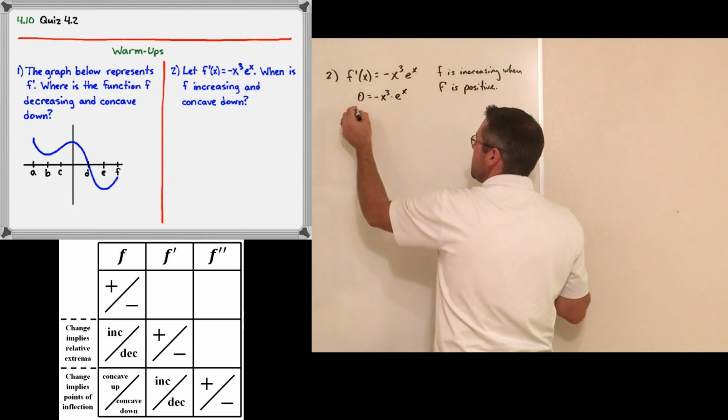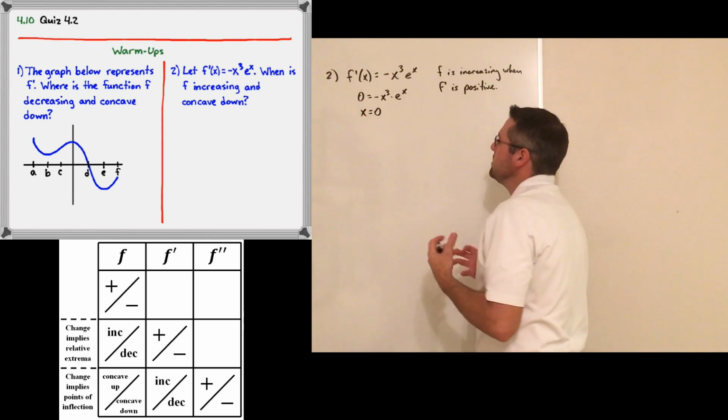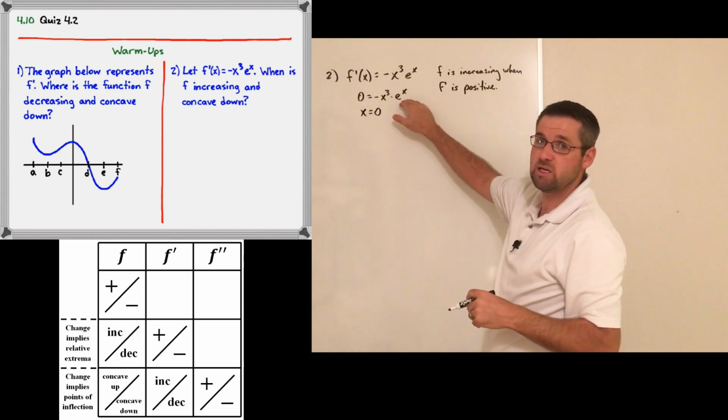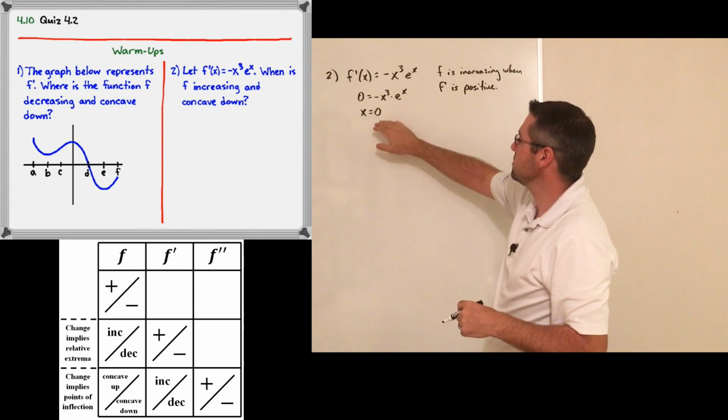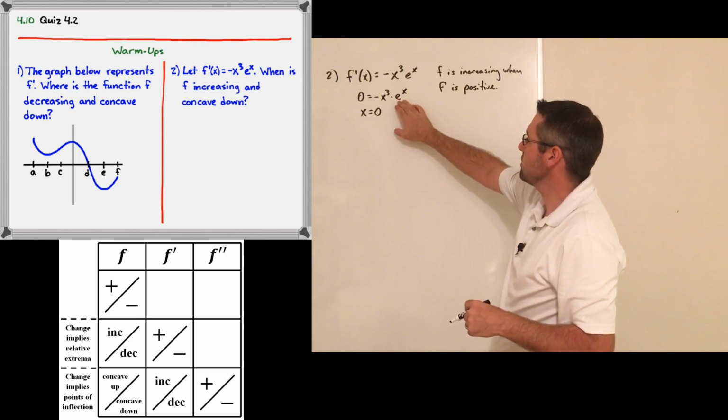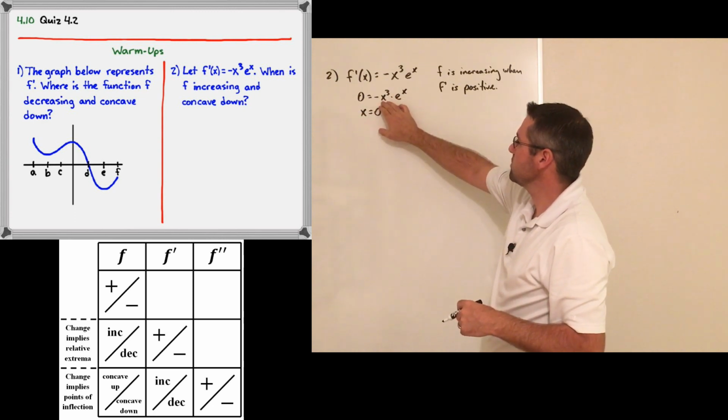That's given there. And then the solutions for this are when x equals 0. The reason that's true is because we have a product of two things. When the product of two things equals 0, that means either the first term has to equal 0 or the second term has to equal 0. Well, the first term equals 0 when x equals 0.